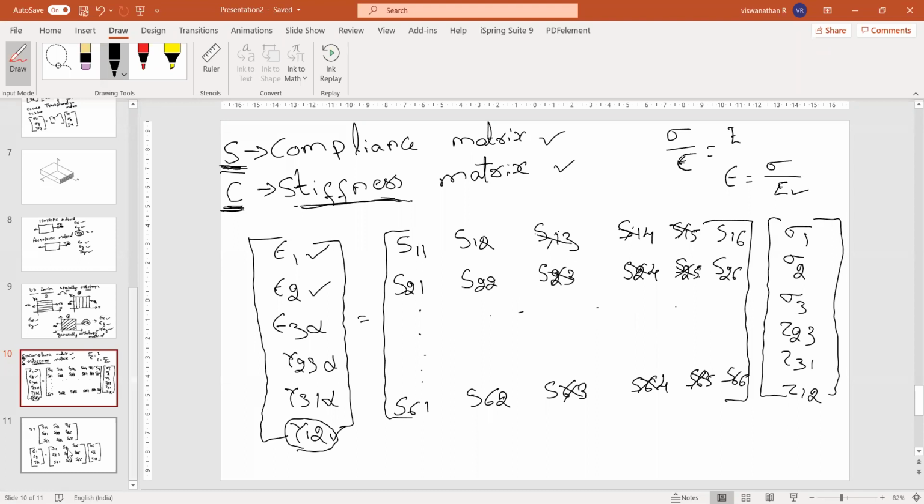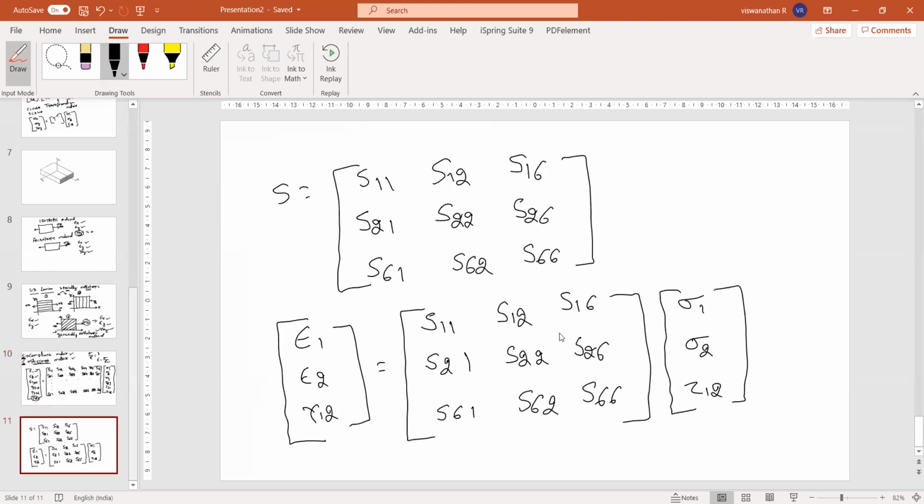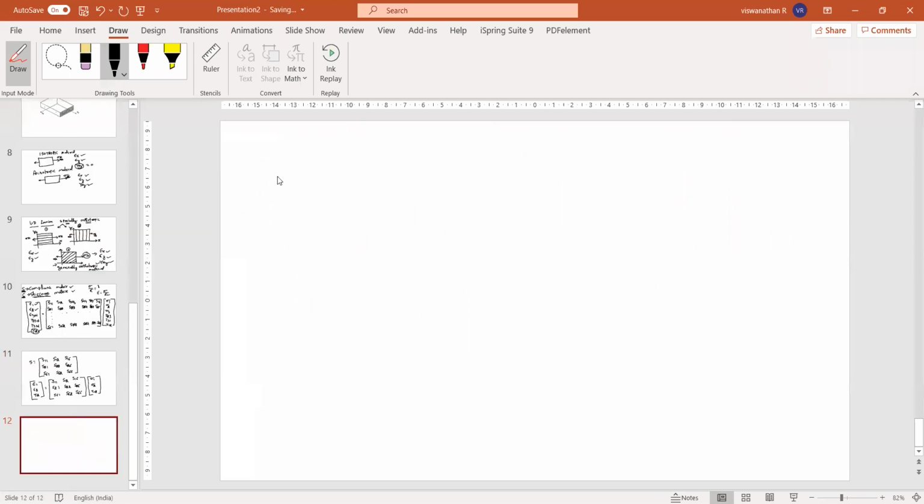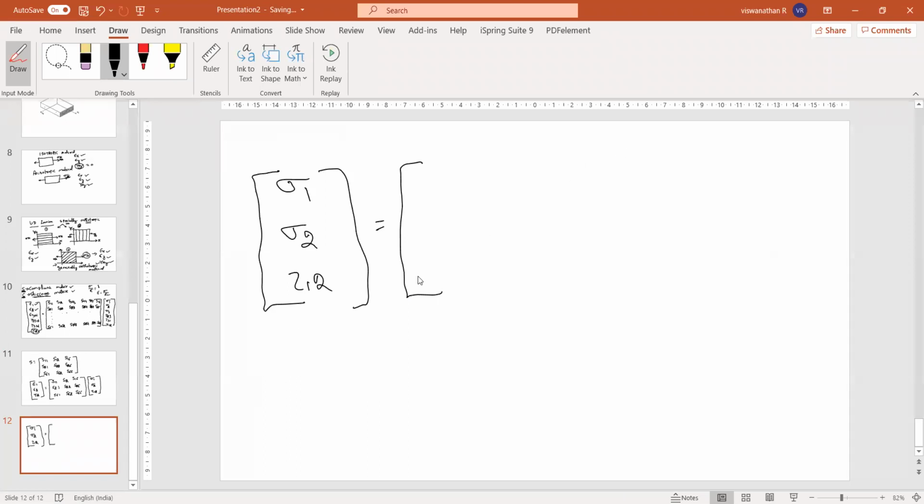Now this is the compliance matrix for the UD lamina. Now let's write the stiffness matrix for the UD lamina. So that would be sigma 1, sigma 2, tau 12 is equal to, what should come here? I said stiffness matrix means, stiffness matrix is denoted by the letter C. Okay, this is for a 3-dimensional material.